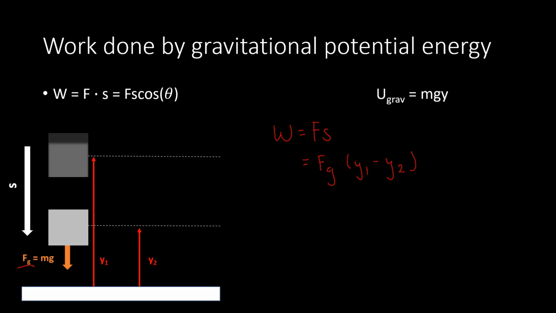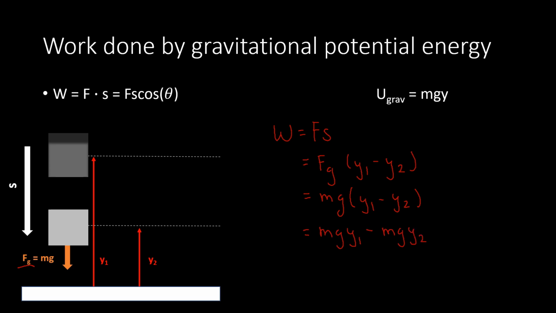Well, we can expand this equation even more by rewriting our force of gravity as mg. And this will be multiplied by the difference of y1 minus y2. And if we distribute mg to each of the terms, we'll get mg y1 minus mg y2.